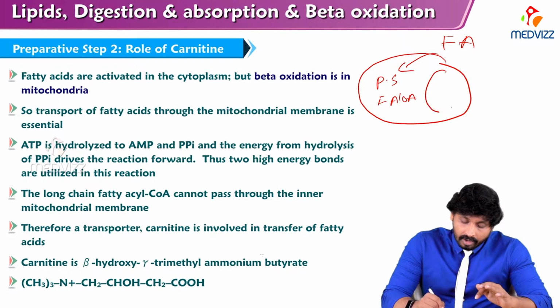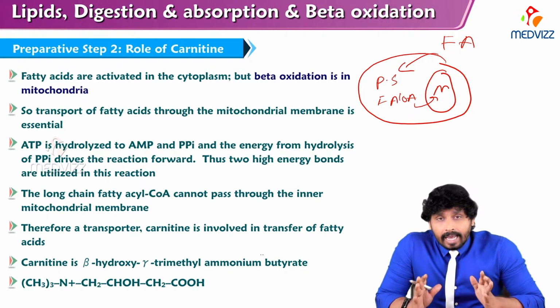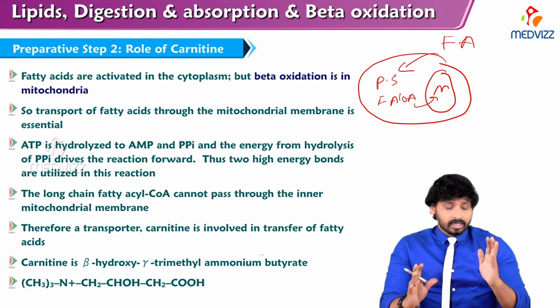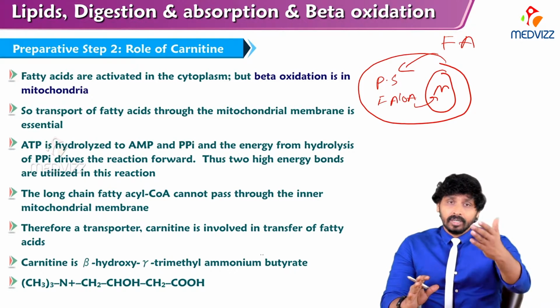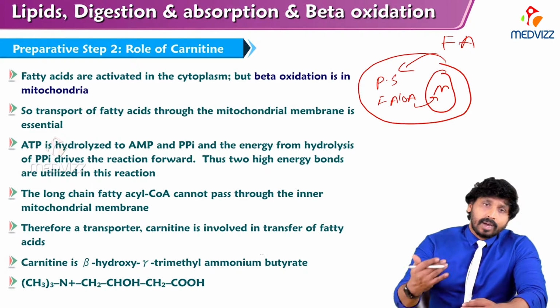Now mitochondria is here. Then how will this fatty acyl-CoA enter into mitochondria? There we need a carrier, and that carrier activity will be taken over by carnitine. Then we will discuss the second step of this preparation of beta oxidation, that is the carnitine shuttle. And what is the role of carnitine here?